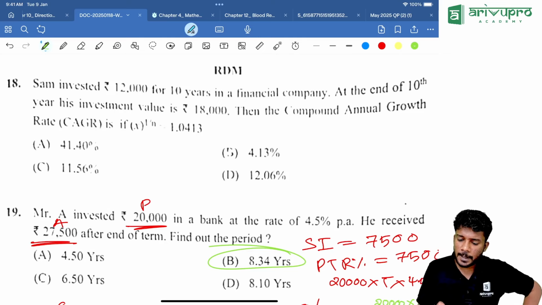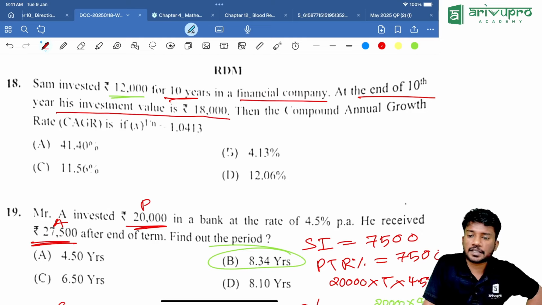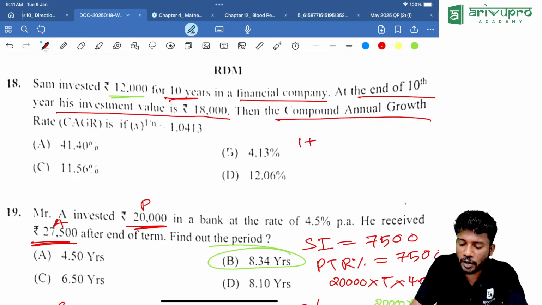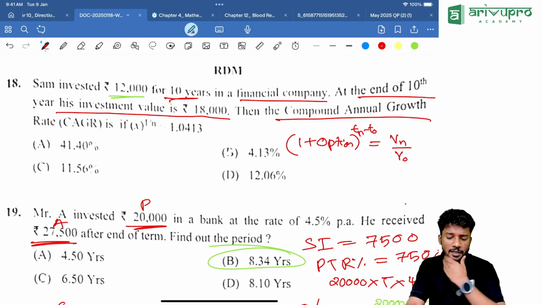Sam invested 12,000 for how many years? 10 years in a financial company. At the end of the 10th year, his investment value is 18,000. And the CAGR, direct question, CAGR is how much is the question. What was the formula? 1 plus CAGR, the whole raised to Tn minus T0, which is equal to Vn by V0. Now here, what is Tn minus T0?